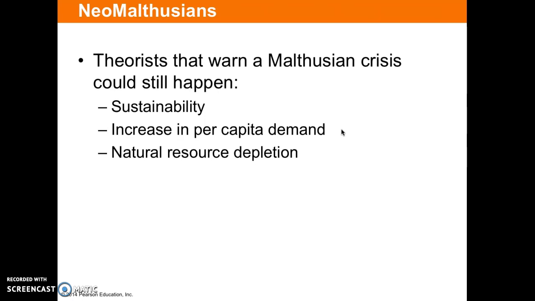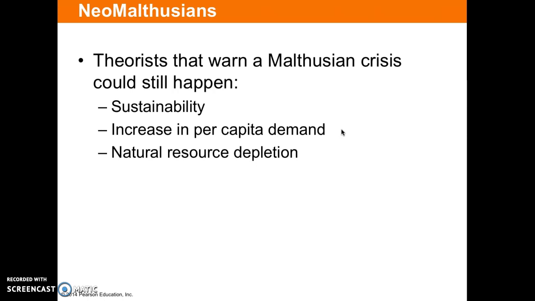In addition to wondering if we are sustainable, there is an increase in per capita demand. So we want more stuff. We are all using more stuff. And as these newly industrialized countries come into more and more wealth, they also want to live a life where they have access to air conditioning and more gas in their cars and bigger cars and more clothes and giant washing machines. And so we use tons of stuff.